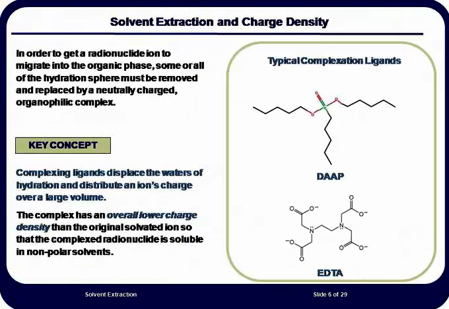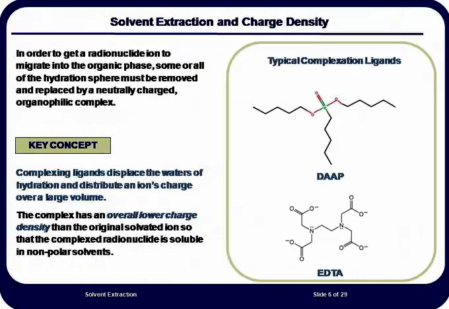The migration of the radionuclide into the organic phase occurs after the complexation process has occurred. The ligands that replace the primary hydration sphere further reduce the ion charge density, allowing the solvation sphere to be changed from water to the solvent at the interface of the two phases.